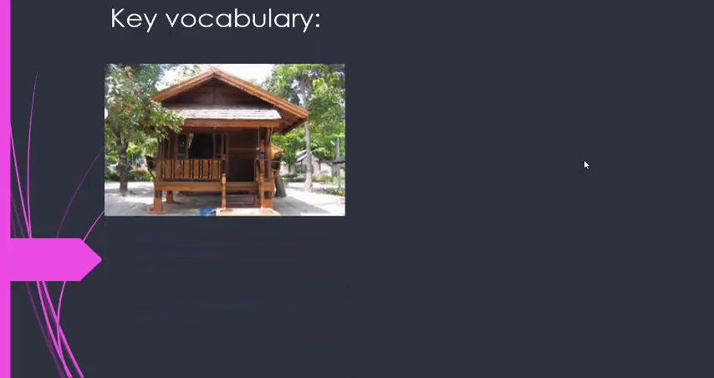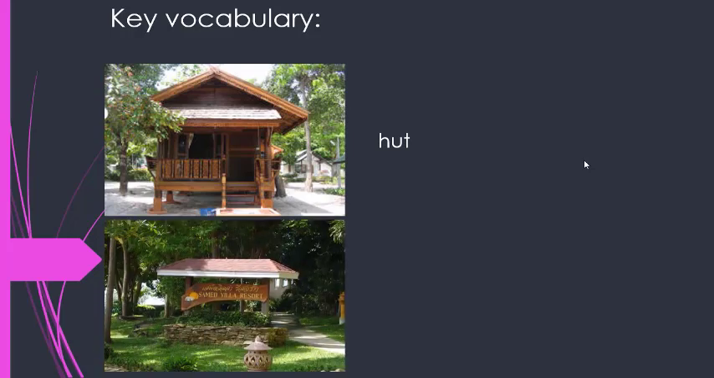So the first one is called hut. Okay, the word we pronounce hut. Hut, not hut, hut. Next one, as you can see in the picture, the word starts with letter R, and it's called resort. Okay, so resort is a place that you visit.